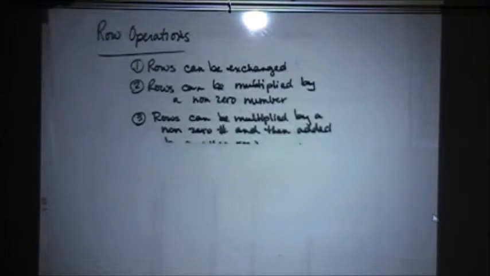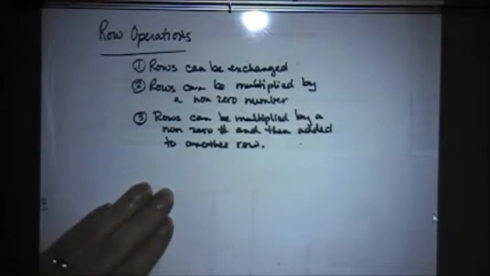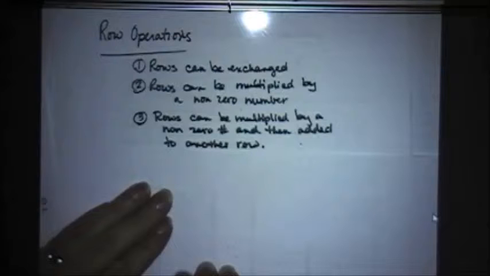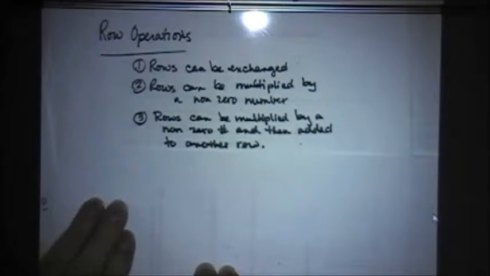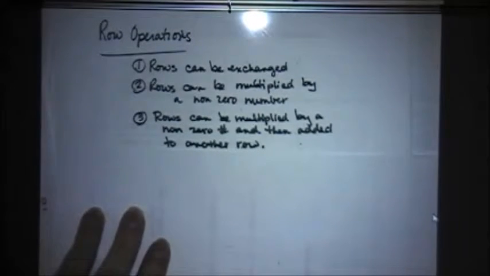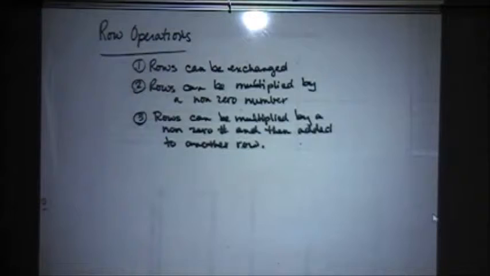And then the last thing I can do to a row is I can multiply a row by a non-zero and then add it to another row. So those are the operations that I can perform to any row in a matrix. Now, the reason why we would do this, we'll get to in just a minute. But the first thing we want to talk about is what it actually looks like when we perform a row operation. So here is my matrix again.